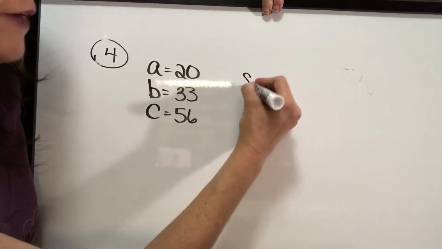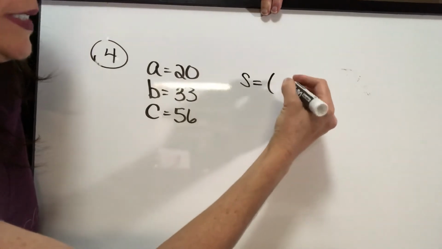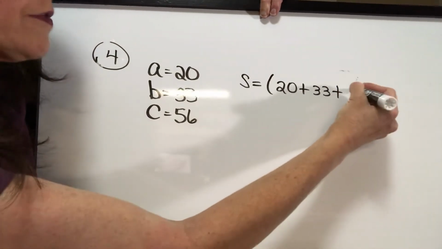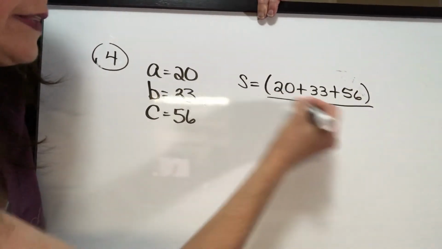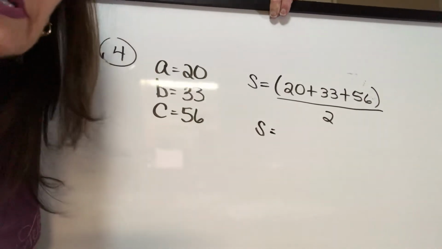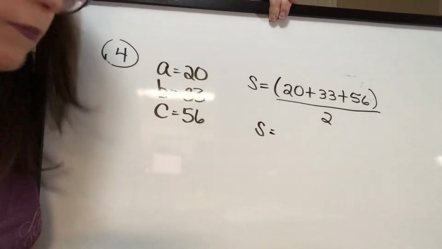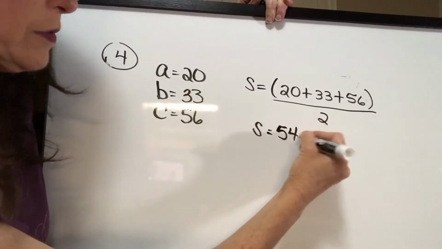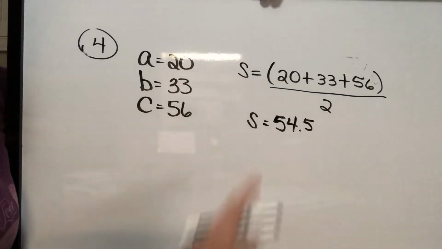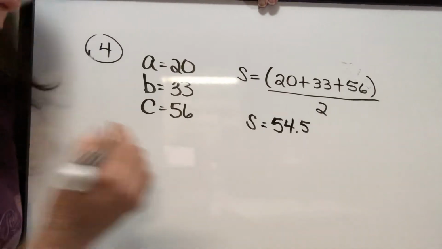But before you do, you have to get the semi-perimeter. So you're going to need to add 20 plus 33 plus 56, and then divide that answer by 2. If you were to calculate this one, you would get 54.5. So it's not always going to be a whole number. It may be a decimal like this one. That's the semi-perimeter, or half of the perimeter.